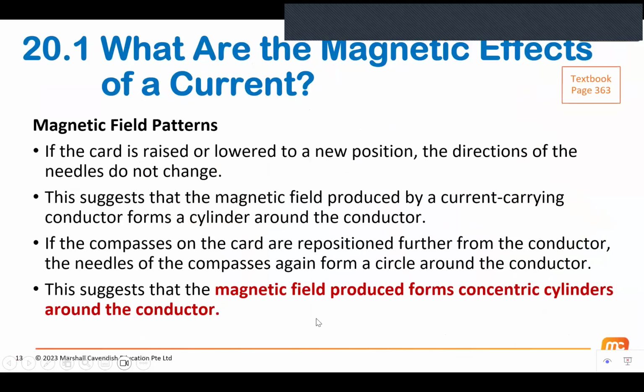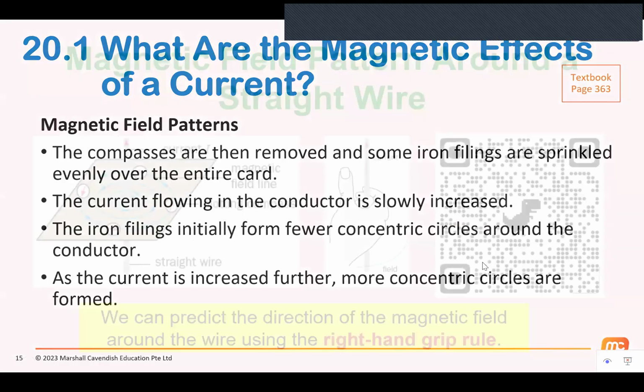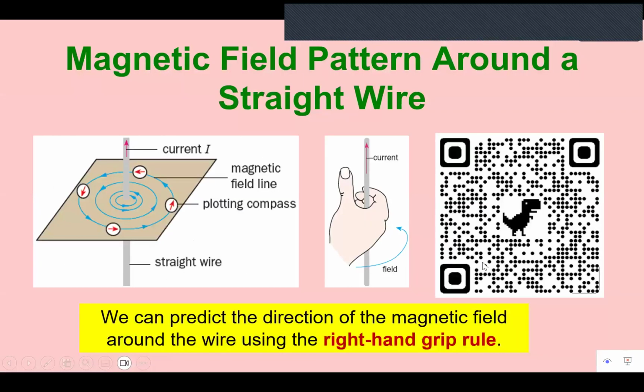Okay, so he suggests that the magnetic field produced is like a cylindrical-shaped circle around the conductor itself. So you can see from here, when the current is going up, the magnetic field formed by the compass needles is going in the anti-clockwise direction. Okay, so he comes up with this thing called the right hand grip rule to determine the magnetic field.